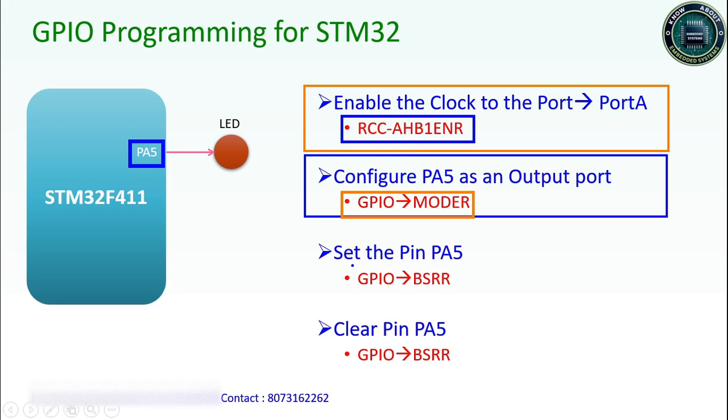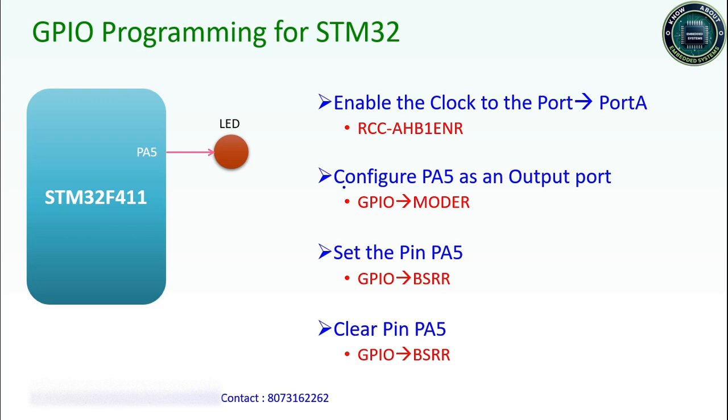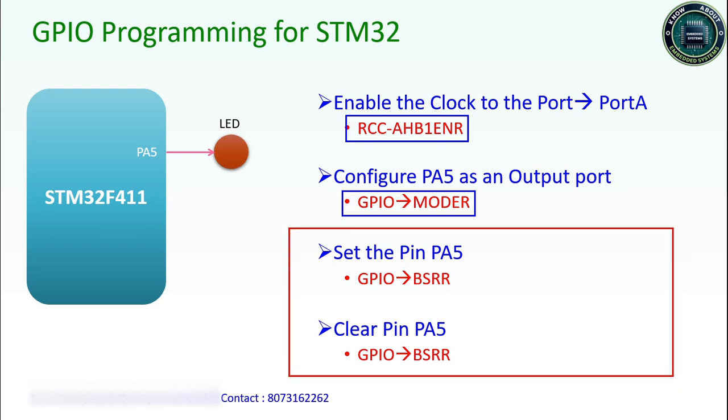I'll explain in detail later. So as of now, just try to understand only this much. We're going to use one special register to enable the clock, and we're going to use one register to enable the output mode. And in the next point, I want to make port A pin 5 high and low.